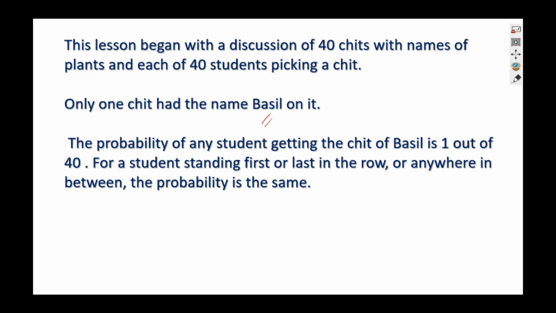Now we will put it in the probability formula and see. The probability of any student getting the chit basil is 1 out of 40, because in this particular event the number of sample points is 1 and the total happens to be 40. Irrespective of whether you stand first or last, the chance or probability stands at 1 upon 40. Now, mathematics could solve that situation. There is nothing like you won't get it; your chance is 1 upon 40, your probability is 1 upon 40.